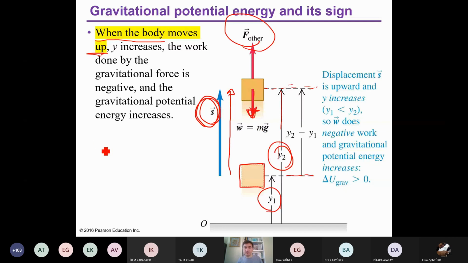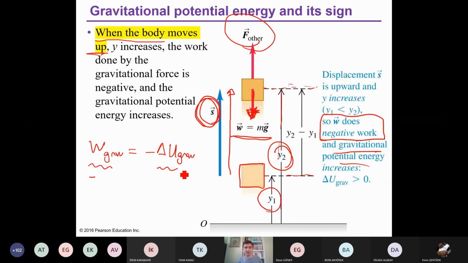If you would like to write the work done by gravity, it will be negative, because this is the direction of the weight and this is the direction of the displacement with the blue color. Displacement is upward, but the weight is downward. Then the work done by the weight is negative. Weight does negative work here. And what about the gravitational potential energy? If you write this expression, the work done by the gravitational force is equal to the negative of delta U gravitational. So if the work is negative, then delta U must be positive. This is the sign of the gravitational potential energy change.